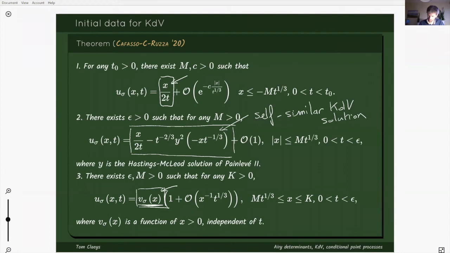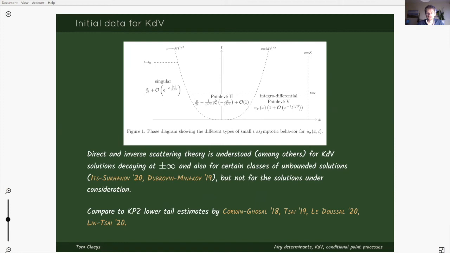So, summarizing in a phase diagram, we have t on the vertical axis. I'm not sure if it's really well readable, and we have x on the horizontal axis. And so when t goes to zero, at the left we have this singular behavior, which behaves like x over 2t. At the right we have regular behavior, and then the transition in the middle is that there is a Painlevé II behavior.